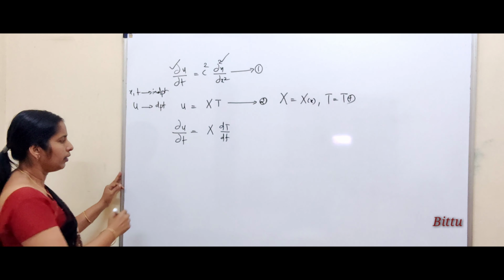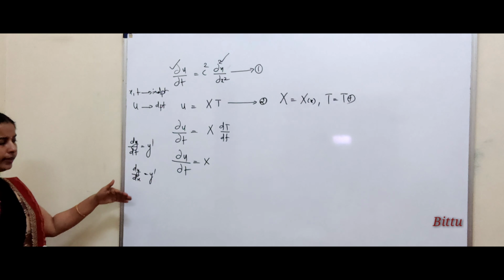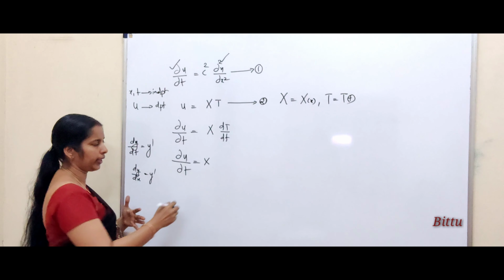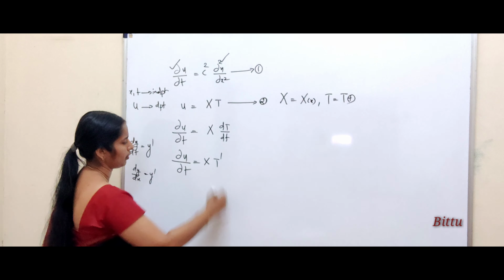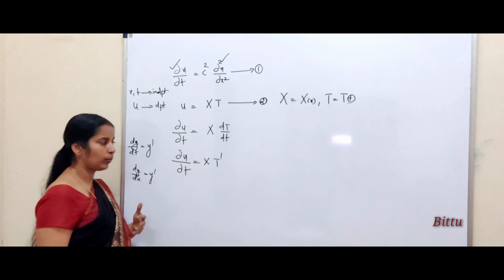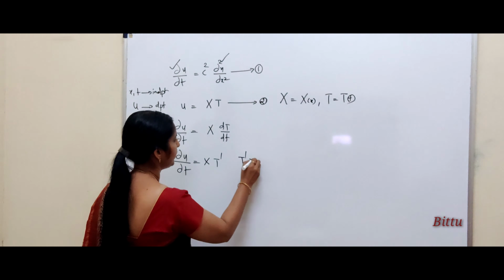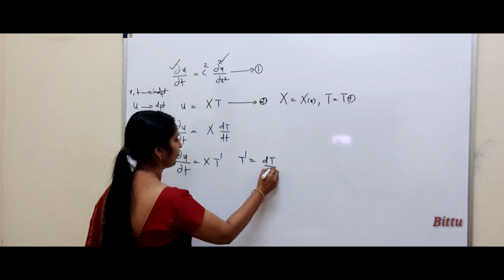That is ∂u/∂t = X into T dash. See, dy/dt is denoted by y dash, or dy/dx is denoted by y dash. You are familiar with these notations. Similarly, we can introduce a new notation which is T dash. So what is T dash? T dash is dT/dt.